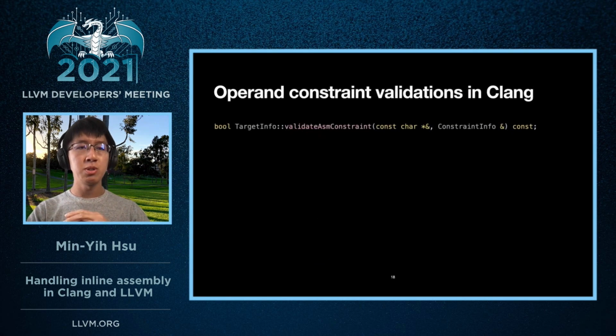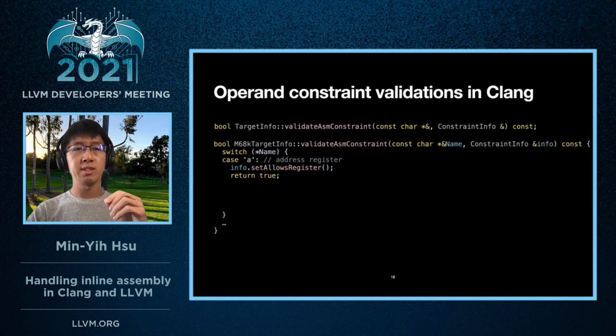In Clang, we're going to override one of the functions inside TargetInfo. TargetInfo is a class where each target needs to provide information by overriding functions. The function we're overriding here takes a string from Clang, which is a constraint string. Clang will ask in this function, hey, is this constraint string valid? And we need to return the answer by the return value.